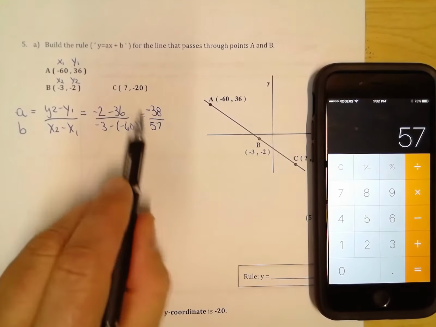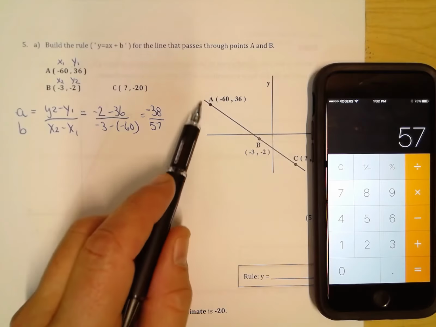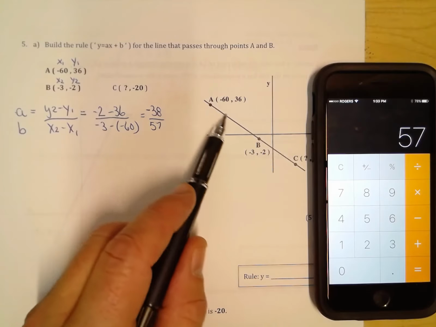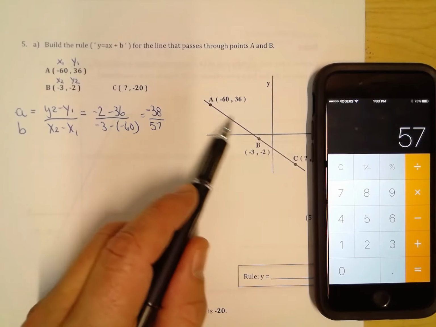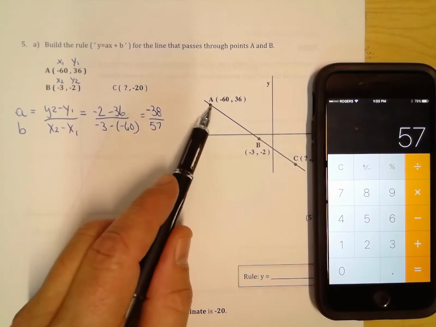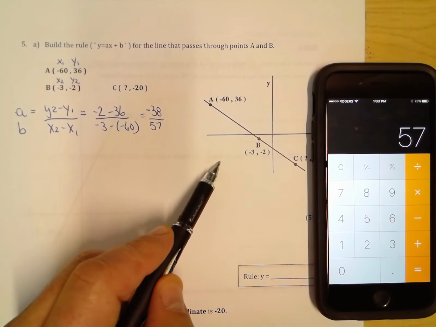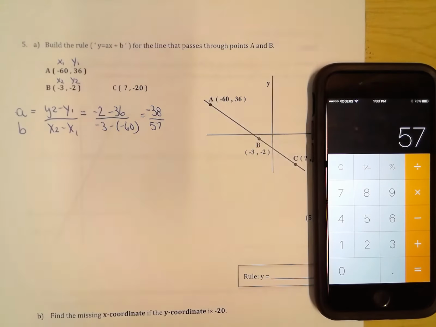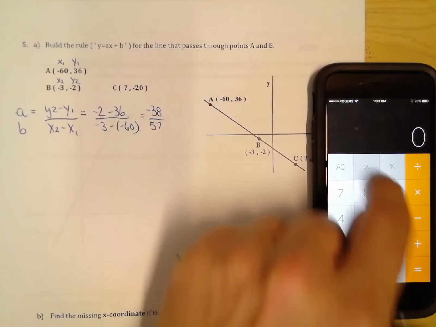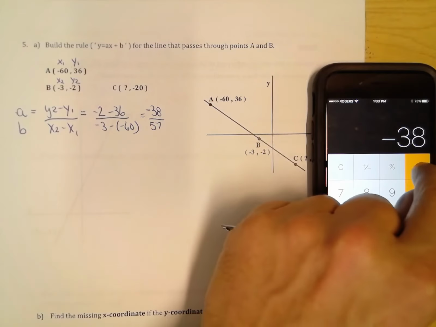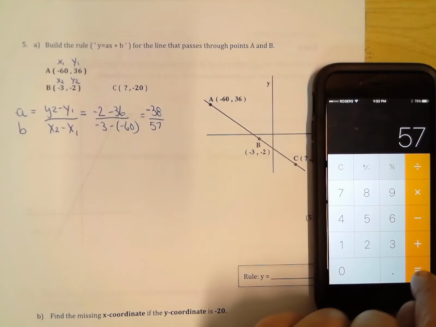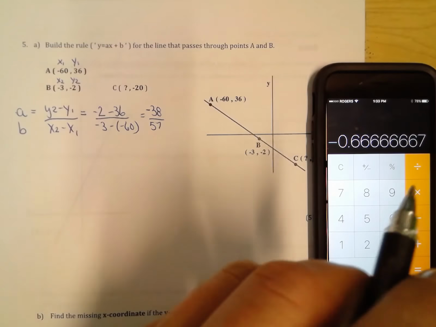I've got a negative over a positive here, and that's telling, because you can see that your slope, your rate of change, is going to be a negative number, right? To get from A to C, I'm going to have to go down, which of course is negative for the y, and then a positive for the x. And so I'm going to simplify that, because that's a pretty ugly fraction. Negative 38 divided by 57, and we'll see how pretty or not that is.